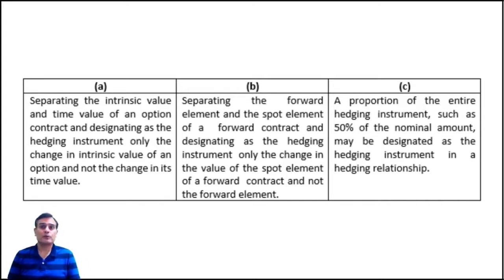Similarly, just like an option contract, a forward contract has two elements. One is called the forward element and the other is called the spot element. The entity could designate as the hedging instrument only the change in the value of the spot element and not the forward element. So we use only the spot element of the forward contract as a hedging instrument. The third exception is a proportion of the entire hedging instrument, say 50% of the nominal amount. That means we consider only a certain proportion of the cash flows of the hedging instrument for the purpose of the hedging relationship.